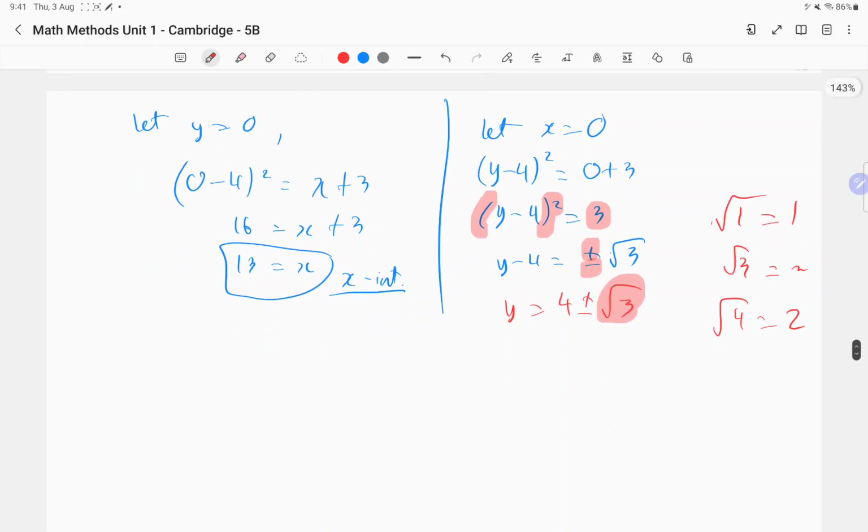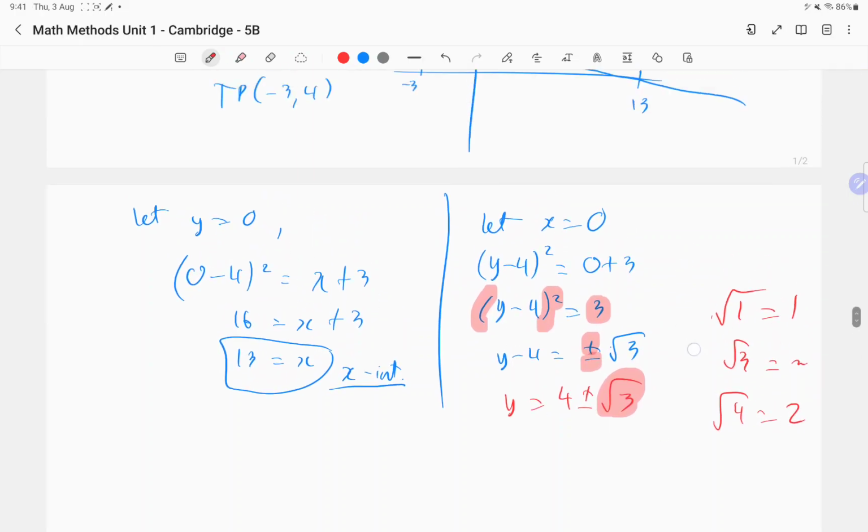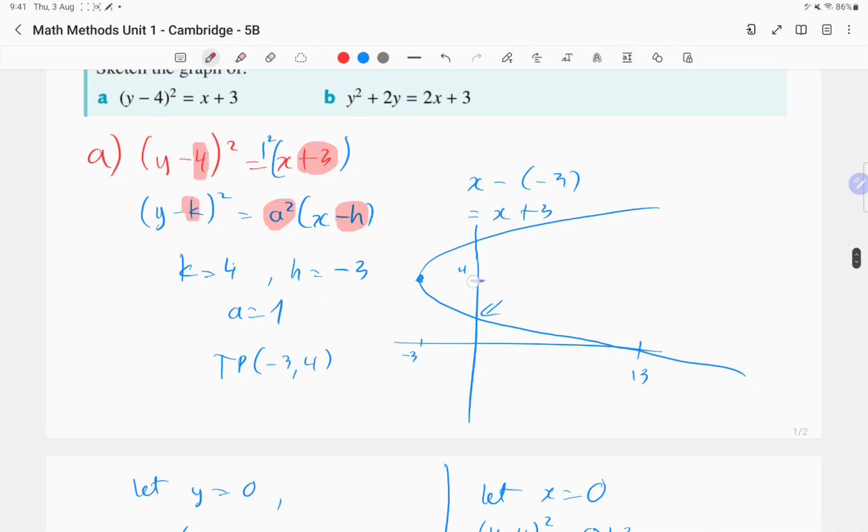So 4, even though you plus or minus 1 point something, will still be positive, and that makes sense, right? The center is at 4, so when you add and subtract the square root of 3 along the y-axis, you get 4 plus the square root of 3 as the top one, and the bottom will be 4 minus the square root of 3 as the other y-intercept. There are two y-intercepts here.